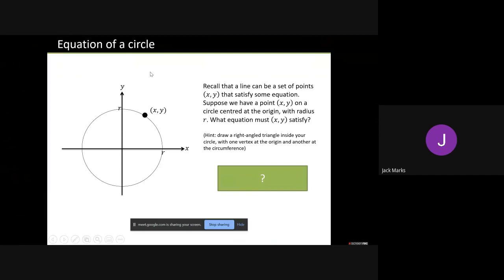So if we have a circle like this here, we can use a bit of Pythagoras to make a statement about this. For any point on the circle, it's true that the x coordinate squared plus the y coordinate squared should be equal to the radius squared. And that could be if my triangle is like this, or if my triangle was way over here, this would still hold true, because the r is constant.